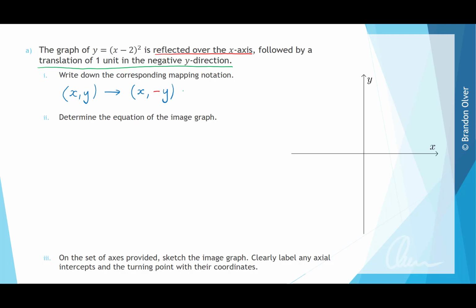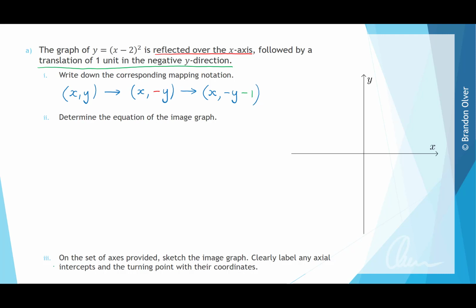And then for the second part of the transformation, we're going to have x, and we still have −y, and the translation of 1 unit in the negative y direction is represented as −y − 1. So that's the corresponding mapping notation for a reflection over the x-axis, followed by a translation of 1 unit in the negative y direction. For part 2, we want to determine the equation of the image graph.